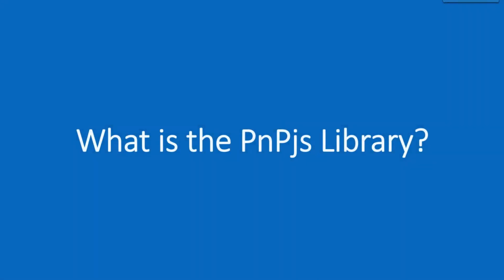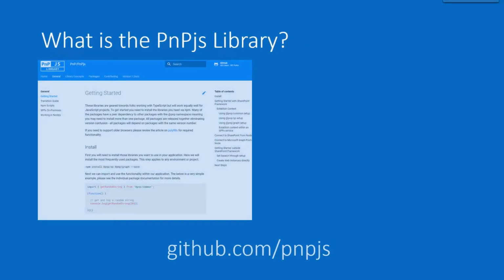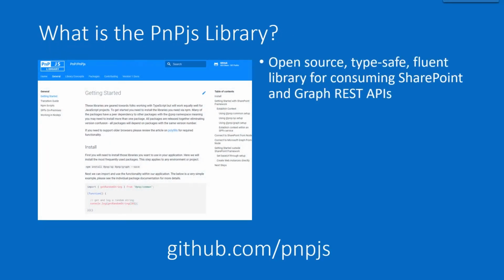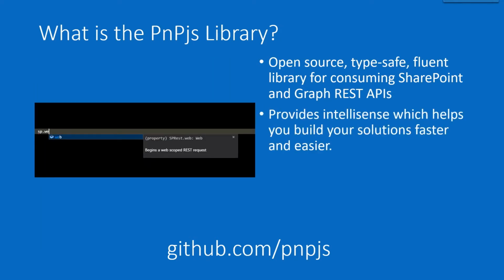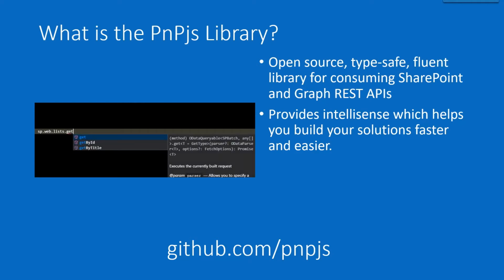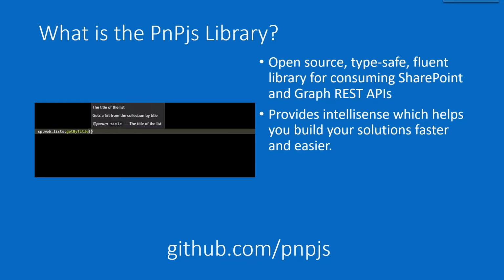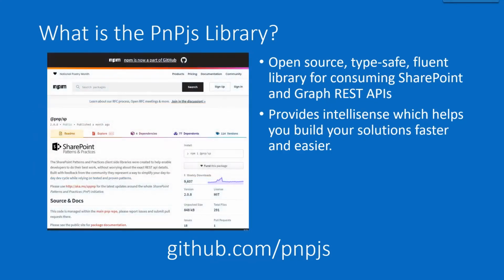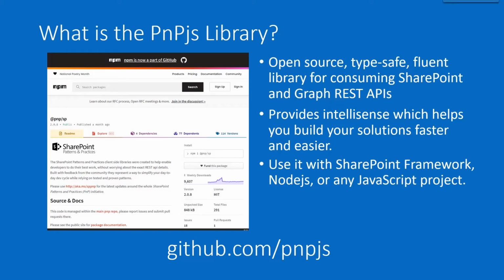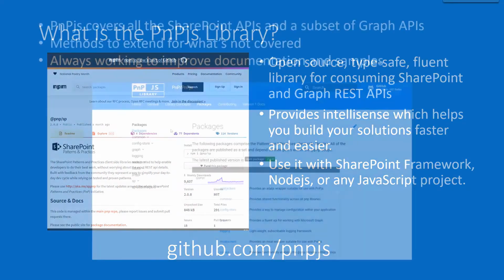Really great reusable Fluent API wrapper for the SharePoint and Graph REST APIs. Now, let's talk about what the PnPjs library is. PnPjs is really a Fluent API on top of the SharePoint REST and Graph APIs. So it basically encapsulates and makes it easy for you to access those REST endpoints with a Fluent API method, and it has the intelligence, so you can actually see what's available from an API perspective. So the different methods and properties and all of that. That's slightly different than the existing SDKs, but hey, we're working on aligning those as well.